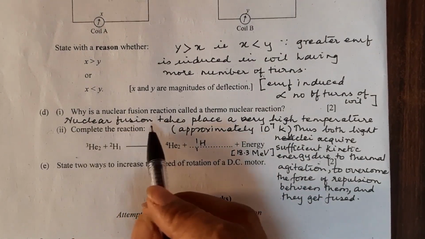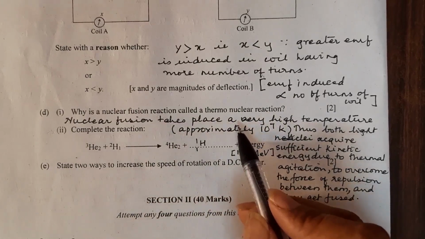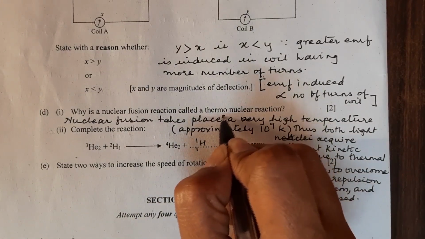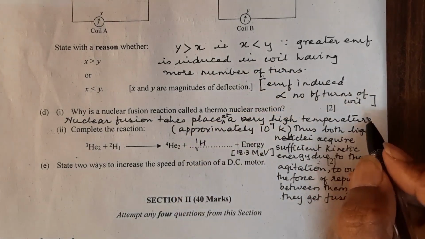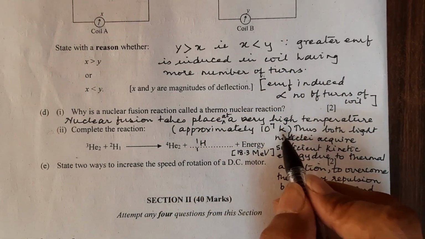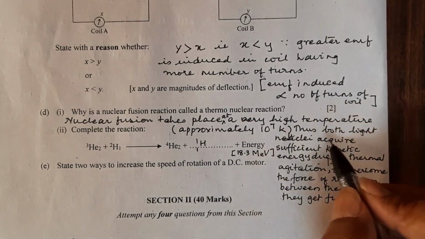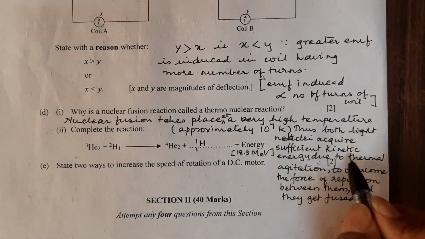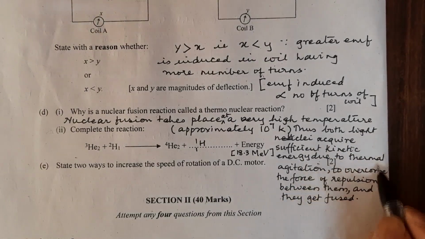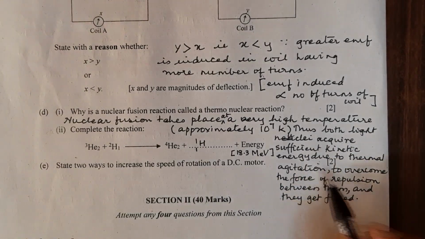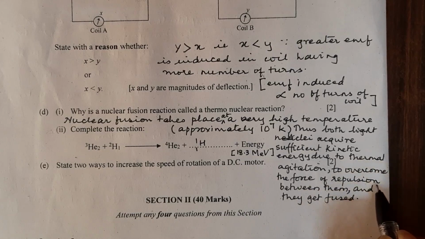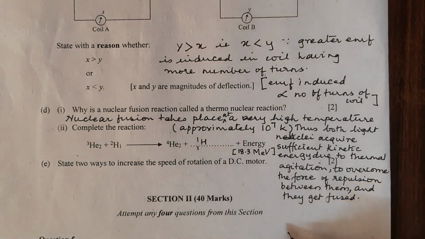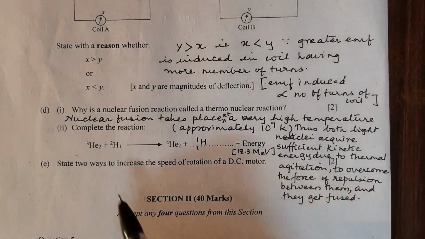The nuclear fusion reaction takes place at a very high temperature, approximately 10^7 Kelvin. Thus, both light nuclei acquire sufficient kinetic energy due to the thermal agitation to overcome the force of repulsion between them, and they get fused. Hence, it is called a thermonuclear reaction.